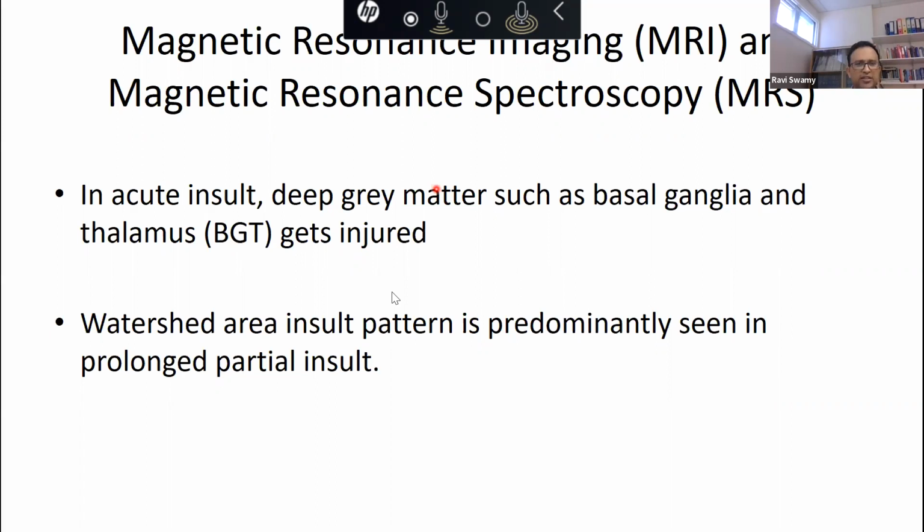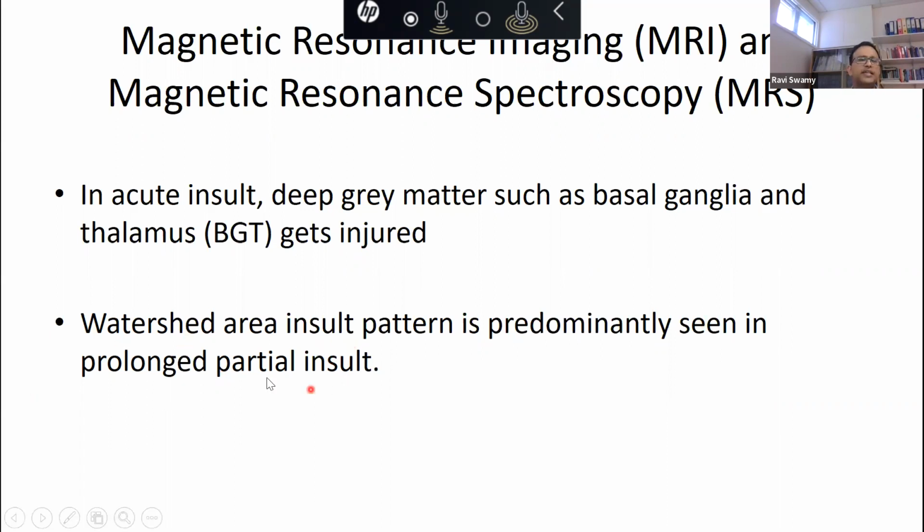But just to complete it, this is what you need to look for if you're looking for HIE, because this is very simple. My main research is in HIE, so I usually read all MRIs only for HIE. So as I told you, in an acute insult, because this is a perinatal event, you get injury to the deep gray matter, and the main thing is the BGT. Okay. Sometimes you get the watershed areas. Watershed areas are where you have high blood supply, and typically around the ventricle areas, you will see watershed areas.